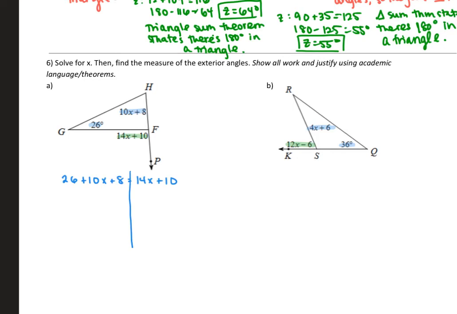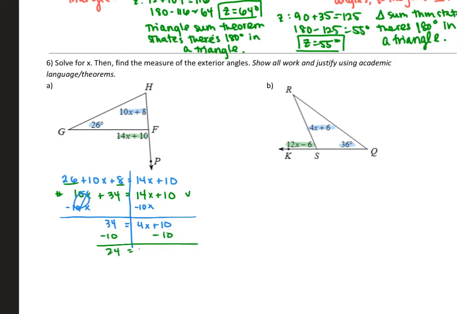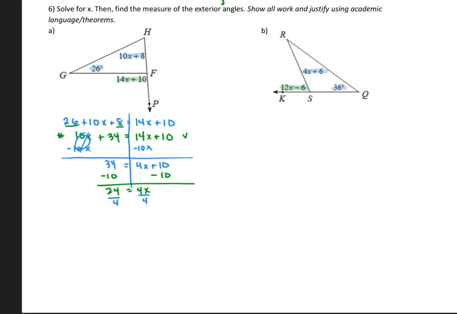And now we solve. So first thing we need to do is combine like terms. So I have 10x plus 8 plus 26 is 34 equals 14x plus 10. Now I'm going to pick a side for variables. So I'm going to put my variables on the left and my numbers on the right. So I'm going to subtract 10x from both sides. So I have 34 equals 4x plus 10. And now subtract 10. So 24 equals 4x. Very last step, divide both sides by 4. So we get x equals 6.